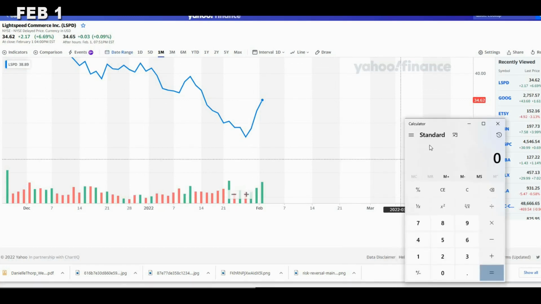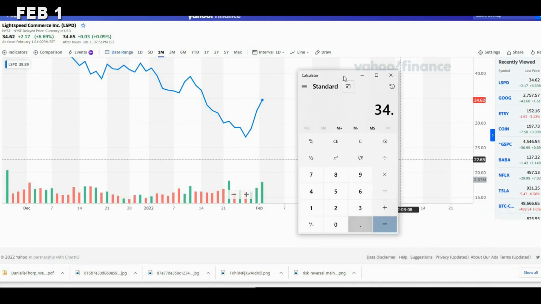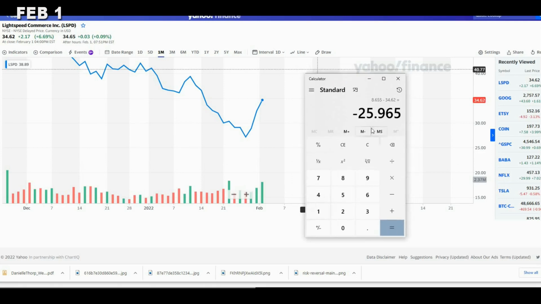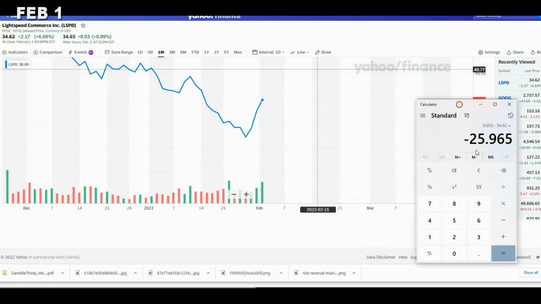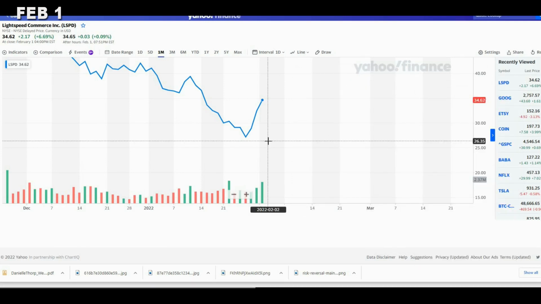Okay, so let's see what that looks like. It's at 34.62 right now. 25% of the stock price is $8.65. So if I subtract that from the stock price now, it could fall to $26 roughly. Not the worst case scenario, but I can certainly see it as a probable outcome on the downside. But if it falls to 26, then that's fine.